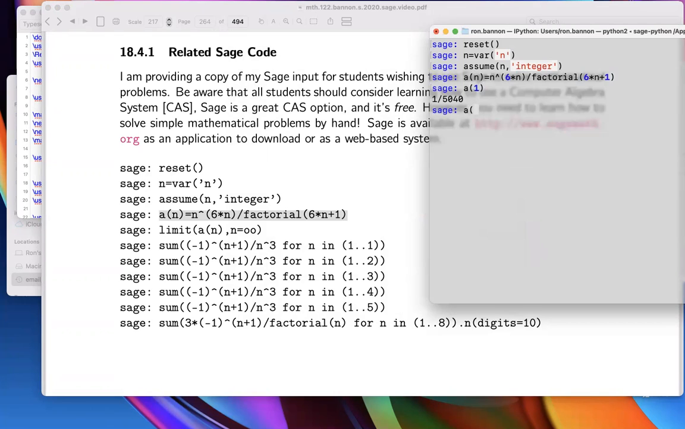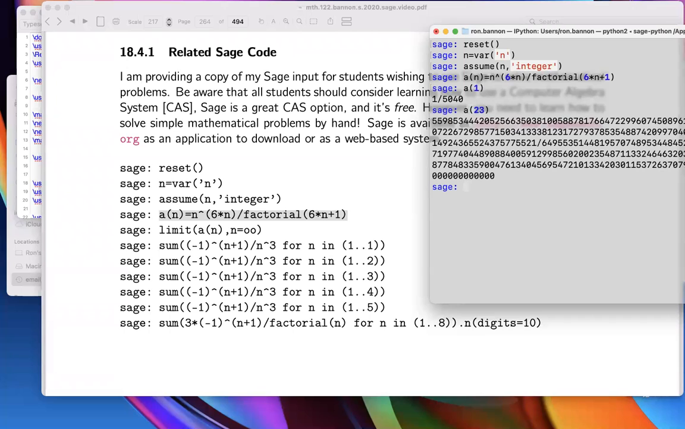You could evaluate a_n at numbers if you want, like 1. I don't know. Let's do 23. Wow, that's a crazy looking number, huh? Let's say you want to approximate that. That's a really small number there, isn't it? That's 8.6, yada, yada, yada, and that e to the minus 52 means times 10 to the minus 52nd power.